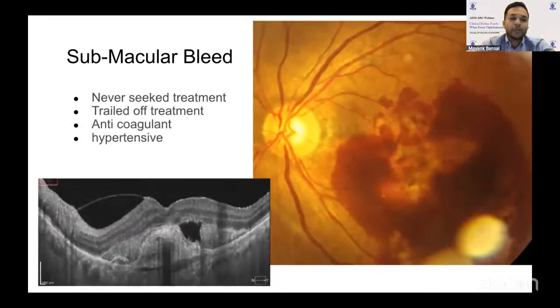Sometimes, unfortunately, we might come across a submacular bleed, typically seen in patients who never seek treatment, or who have trailed off treatment, or who are on anticoagulant treatment, or who are perhaps hypertensive.